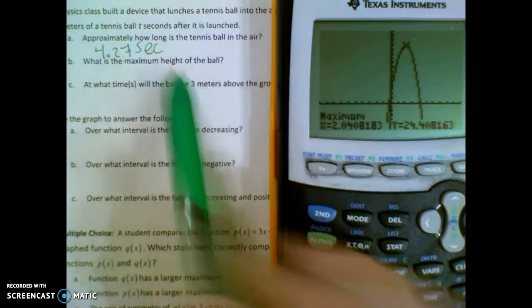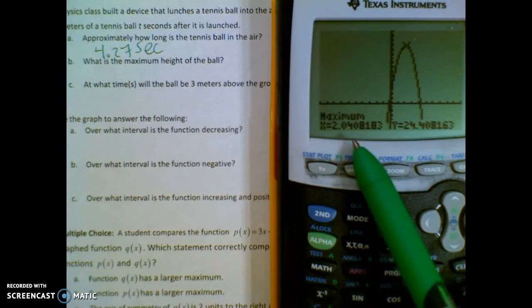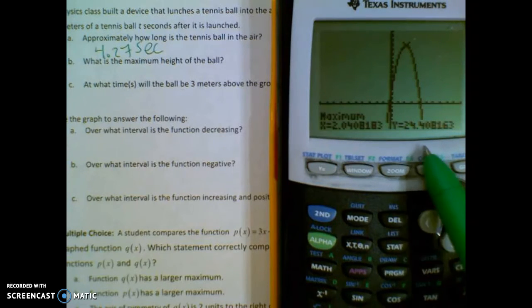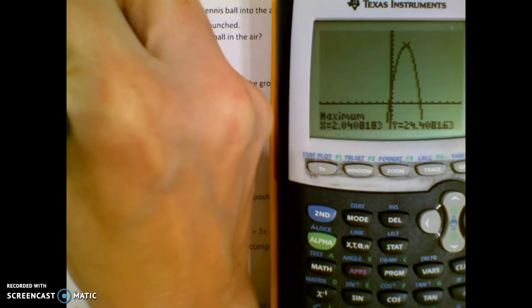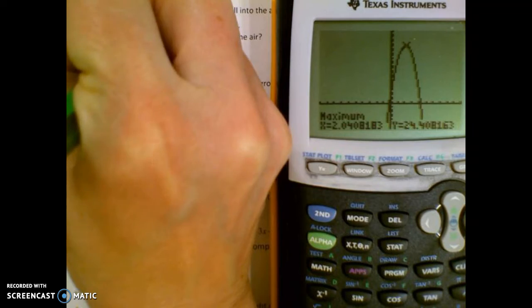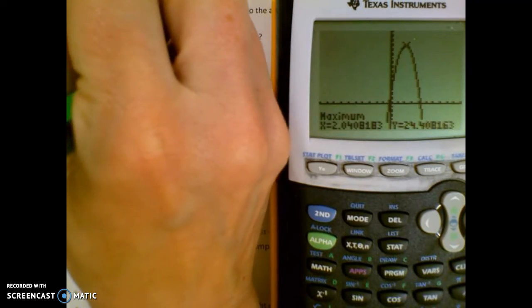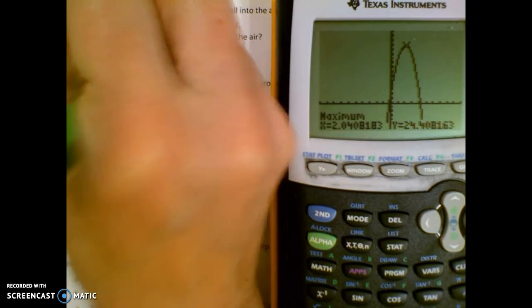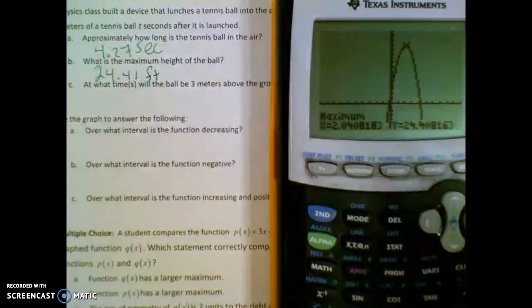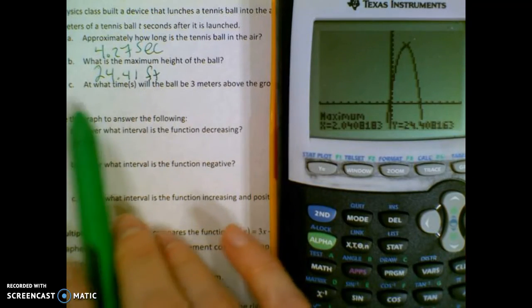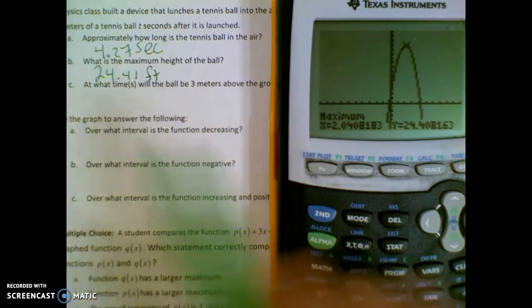What is the maximum height of the ball? Well, it took 2.04 seconds to reach the max height of the ball, but the max height of the ball is 24.4. So 24.4 feet. Making sure that's right on my answer key. Yep. And on my answer key, I rounded to 24.4. So feet.